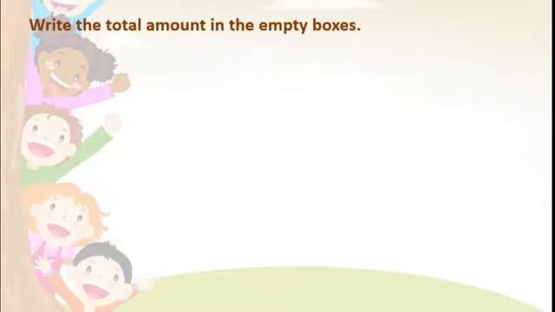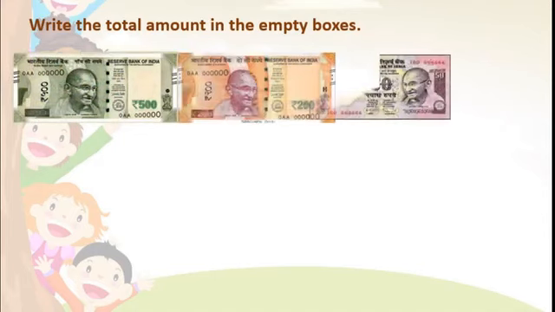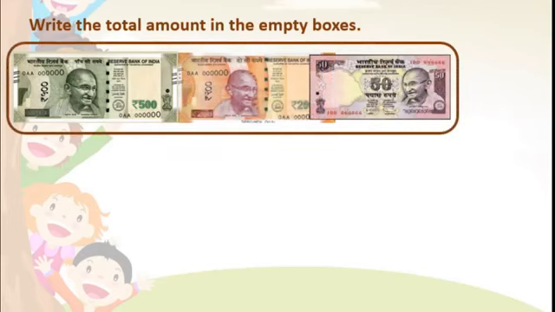Write the total amount in the empty boxes. Here some notes we can see. We have to write the total amount in this box. Okay, see there. One 500 rupee note is there, one 200 rupees note, and this is 50 rupees note. Correct? Now 500 plus 200, that is 700, isn't it? Plus 50, that is 750. Correct? Like this you have to add the given notes.